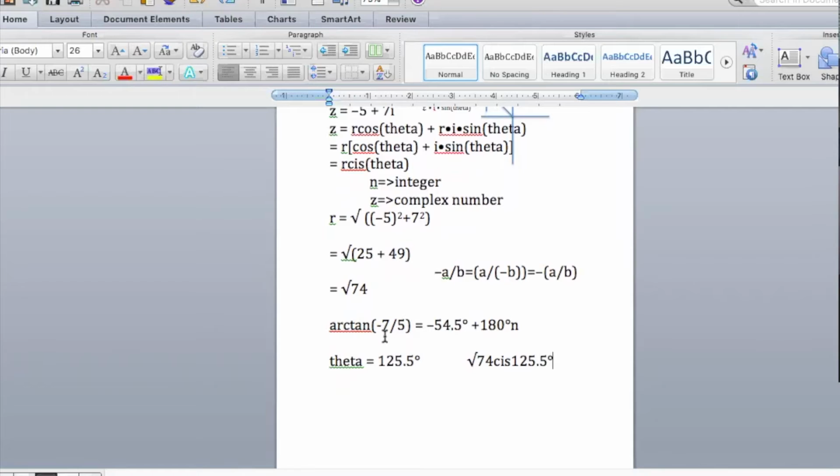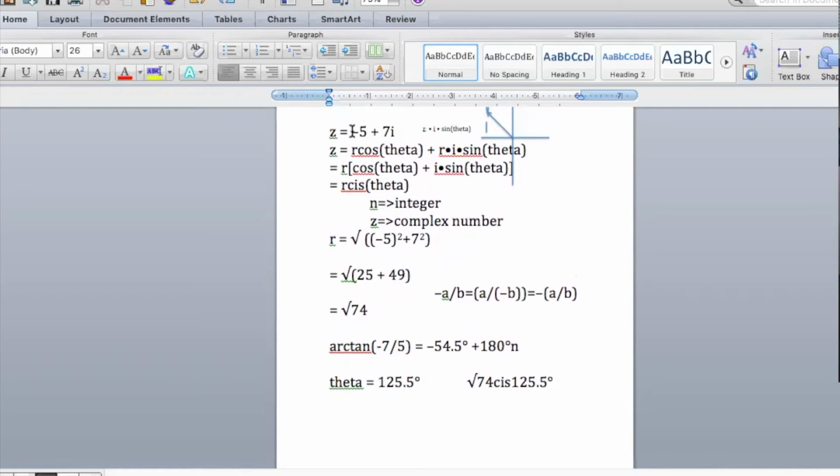And when we put this all together, it means this z up here is equal to this down here. This is the rectangular form, and this is the polar form.